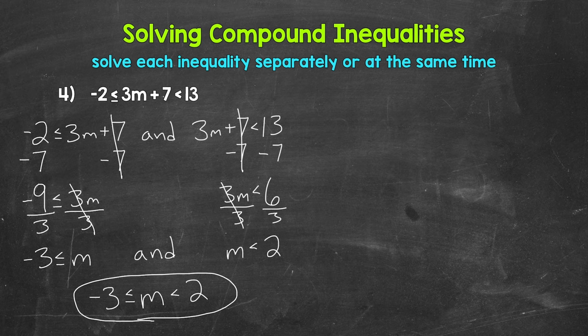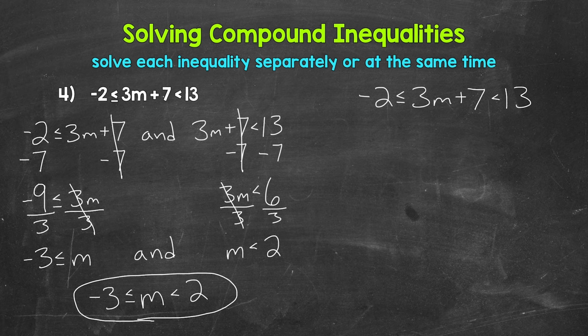So m has to be greater than or equal to -3, and m has to be less than 2. Now let's solve this the other way, and we will solve them at the same time without separating the compound inequality. So let me rewrite it over here.